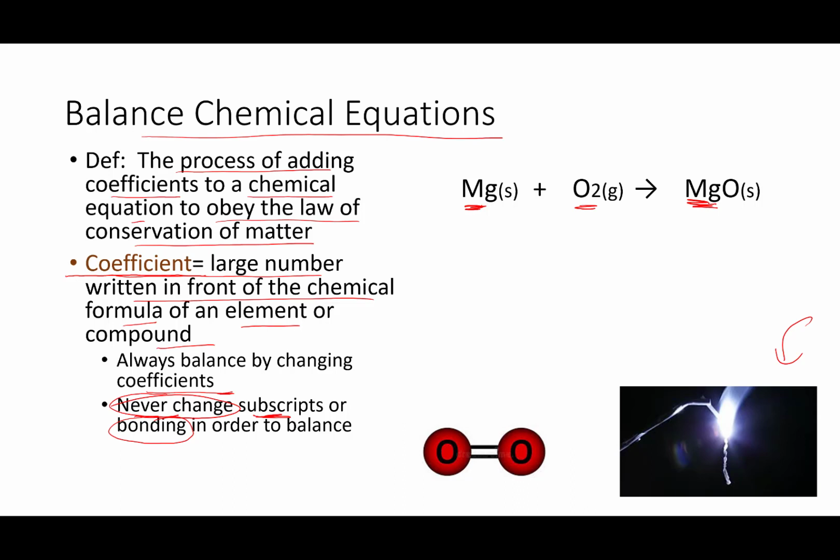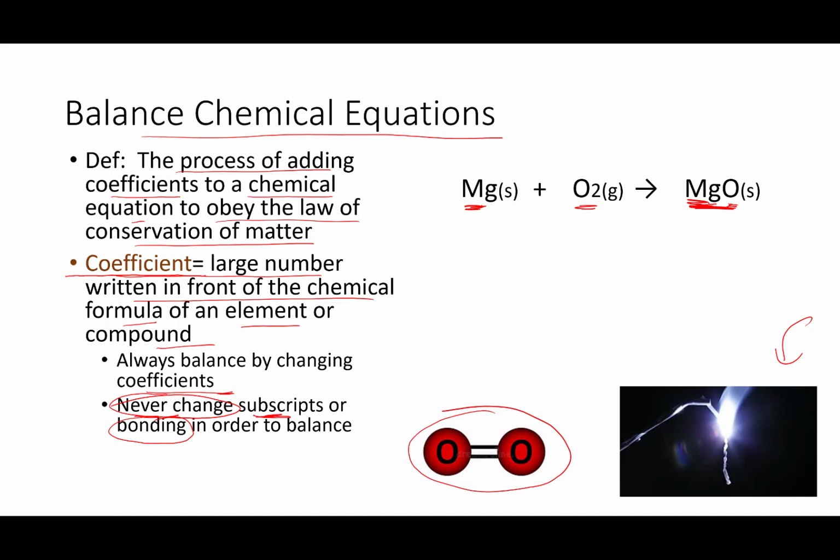Why did it have to be 2? Because oxygen is diatomic in the air. It always appears as a 2. When it bonds, though, only one oxygen atom bonds with one magnesium. So in the compound magnesium oxide, I only have 1. That means this is unbalanced.